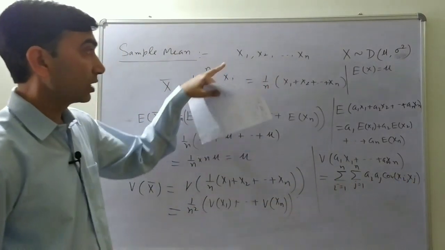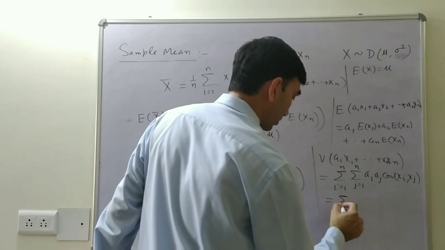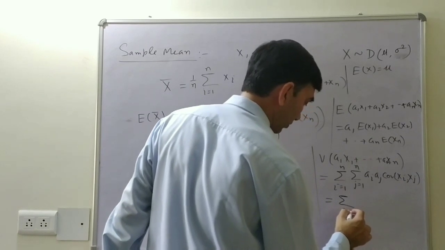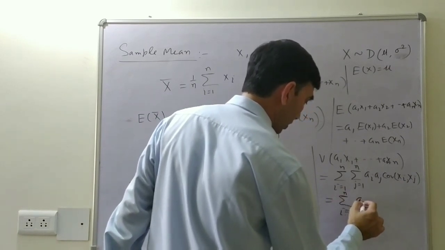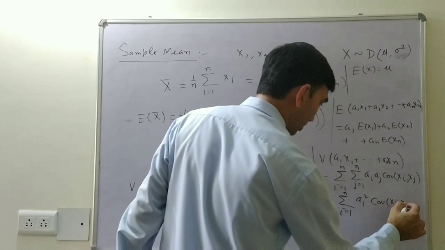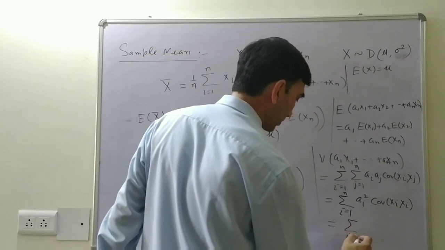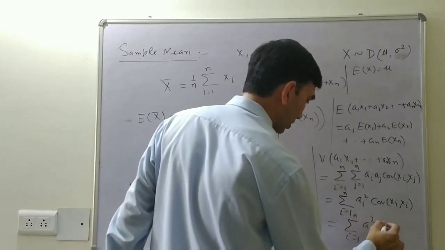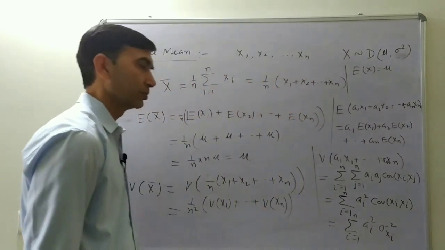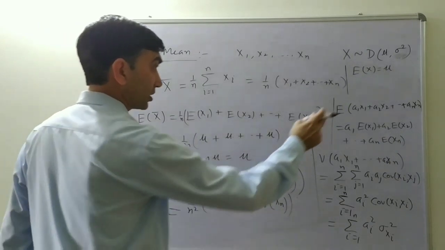But here, because these x1, x2 are independent random variables, covariance becomes 0. What is left? Summation i varying from 1 to n, ai square covariance xi, xi. Covariance of different random variables is 0, and covariance of the same random variable is what? ai square sigma xi square. Okay. So here, what is variance of x?